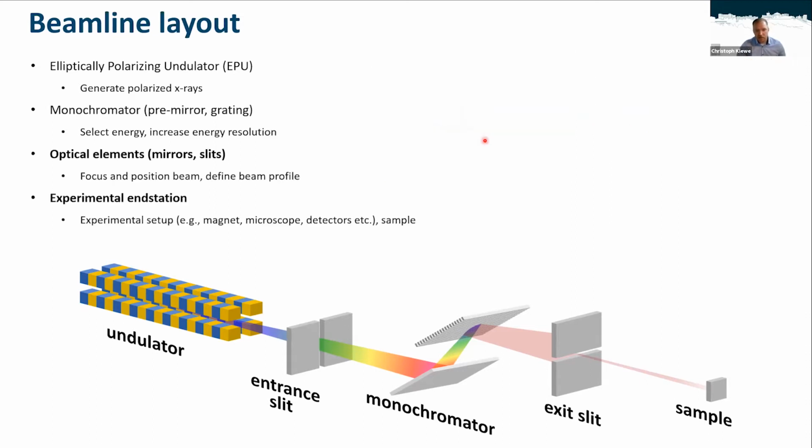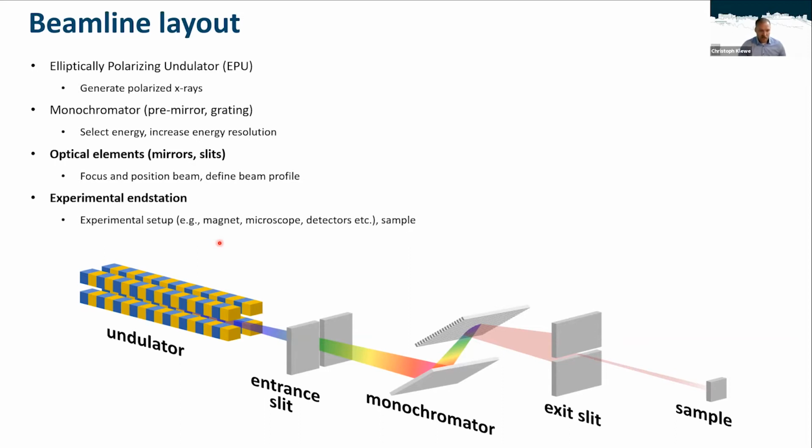And then the beamline also contains a number of optical elements like mirrors and slits, and these can be used to focus, to position the beam, and to define the beam profile. And of course, the beamline also contains the experimental setup, the experimental end station, which can have a number of different components like magnets, microscopes, different detectors, depending on what we want to do. And then, of course, that's also where the sample is positioned for the measurements.